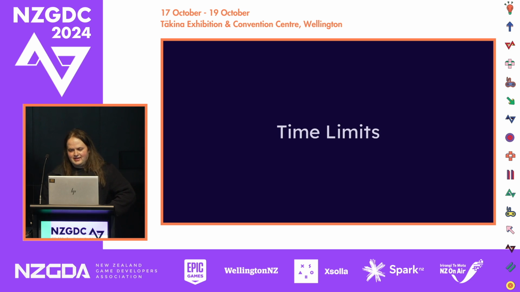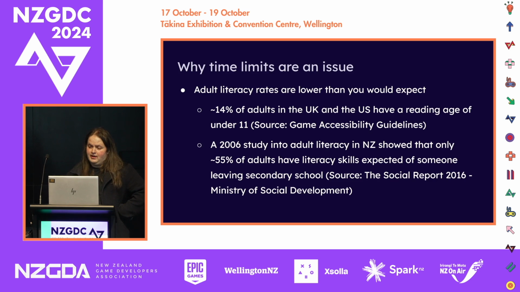Time limits to read text can cause issues for disabled players for a large number of reasons. For one thing, some people take longer to read text because they have a lower reading ability than other people. This is more common than you would expect. On the more severe end of things, according to the Game Accessibility Guidelines, 14% of adults in America and the UK have a reading age of under 11.